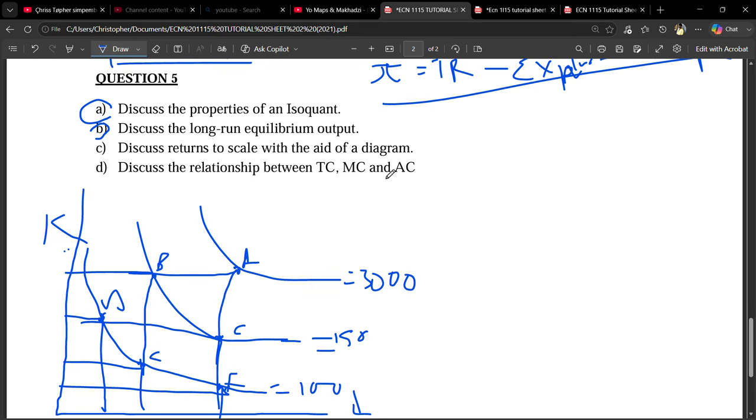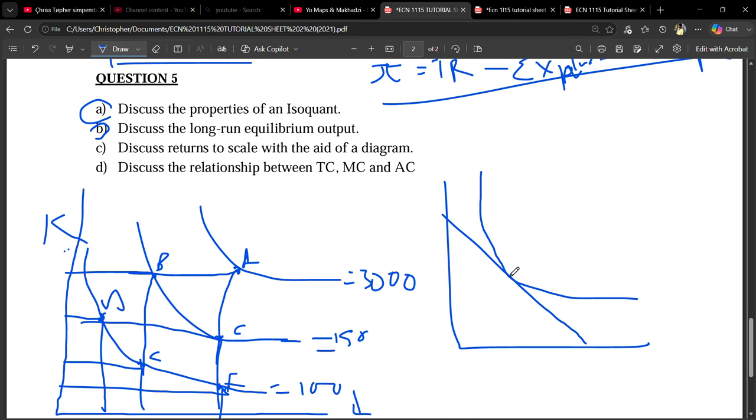So in the long run, the firm will look at the equilibrium to be at the point where we have an isocost like that, and then an isoquant coming like that. So equilibrium is going to be at this point where these are tangent to each other. The isoquant is tangent to the isocost at this point, and the condition is that marginal revenue is equal to marginal cost.